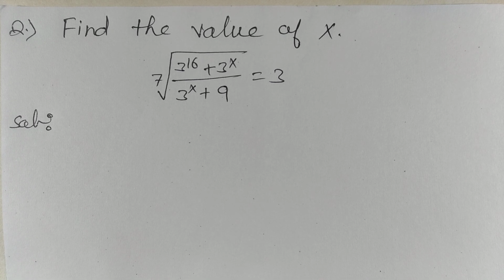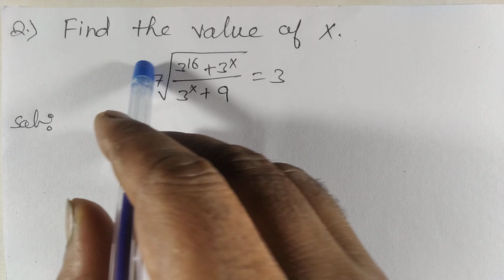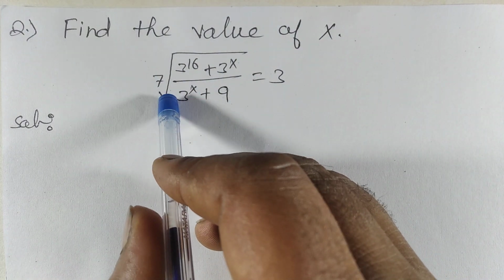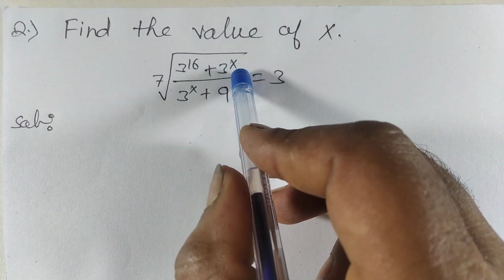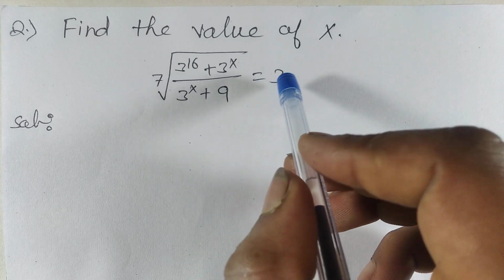Hi everyone, we have chosen a problem of surds or radicals and exponentials from Olympiad Maths. The problem is: find the value of x from the expression, 7th root of (3 to the power 16 plus 3 to the power x) over (3 to the power x plus 9) is equal to 3.